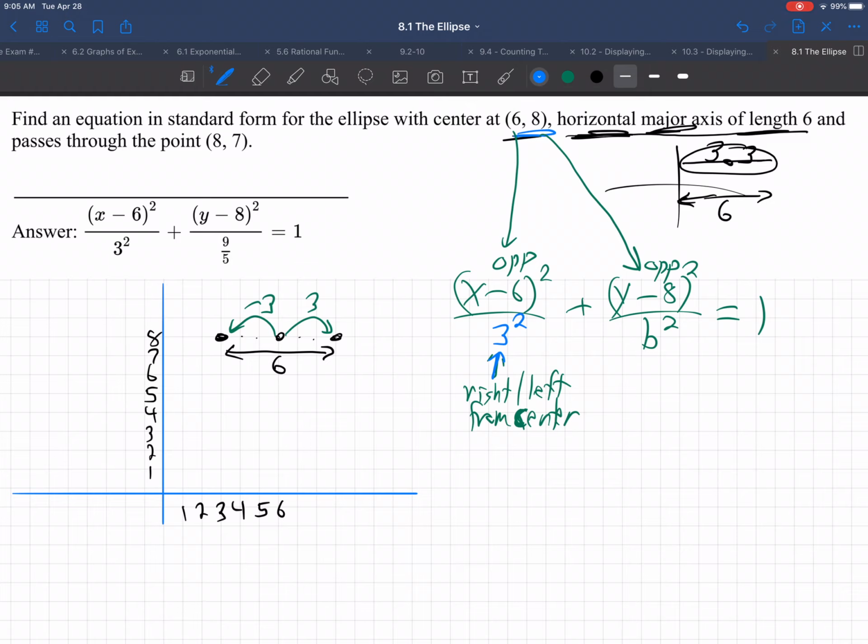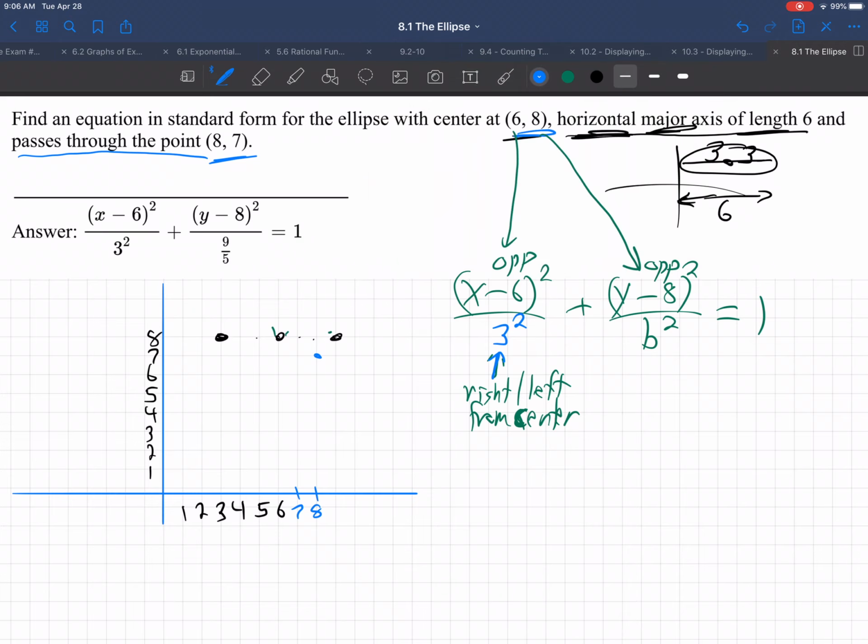So all we've got left now to find is b. We have everything but b. How are we going to find b? Well, they tell us it passes through the point (8, 7). Let's find that: over 8, up 7. Let me get rid of these here, and we'll put that dot on there. So over 8, up 7, right there.